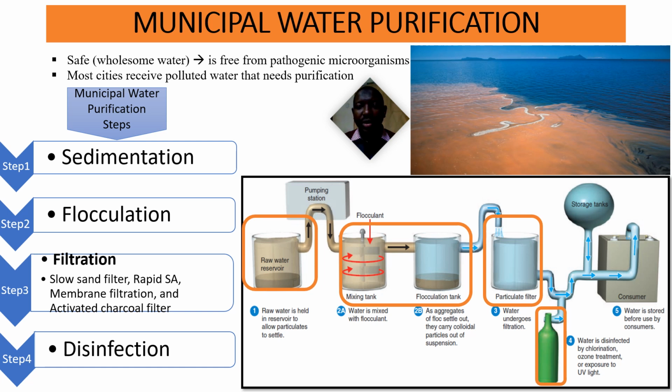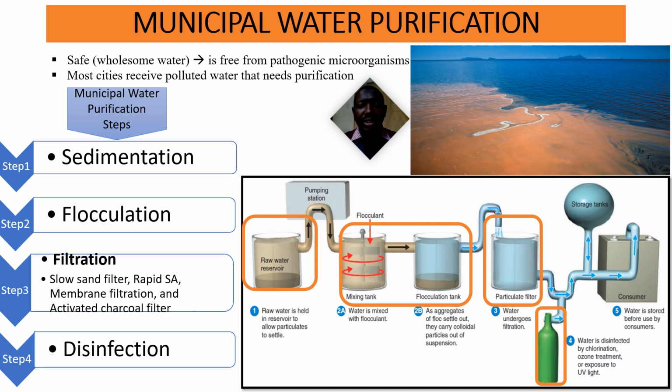In most cases, chlorine gas is being used. This gas is an oxidizing agent that kills microorganisms through a denaturation process. However, in some cities, as I said, UV is also used, which also kills microorganisms through mutation and so on.